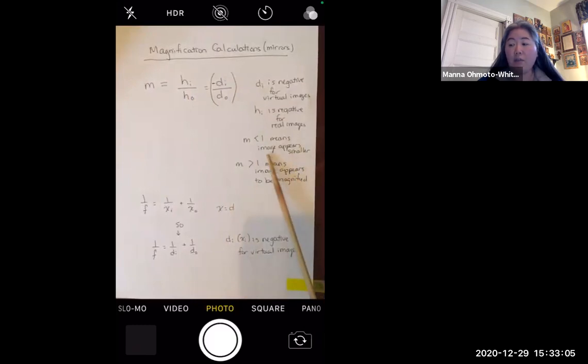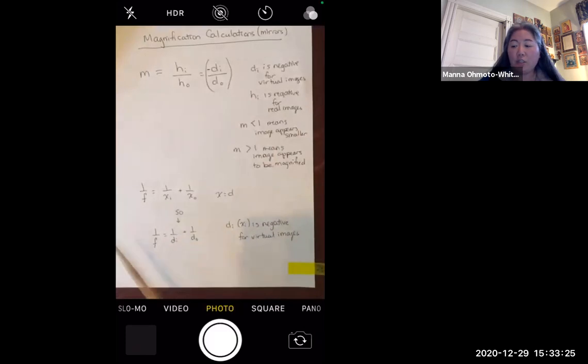If the m value is less than 1, that means that the image appears smaller than it actually is. And if the m value is greater than 1, it means that the image appears to be magnified, appears to be larger. And then clearly if m is equal to 1, then the image and the actual object seem to be the same height.